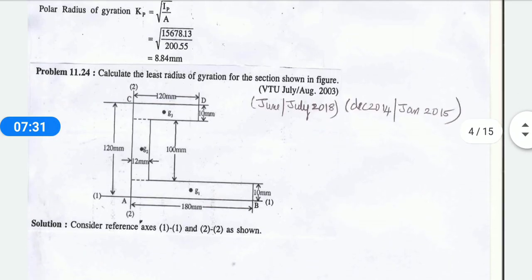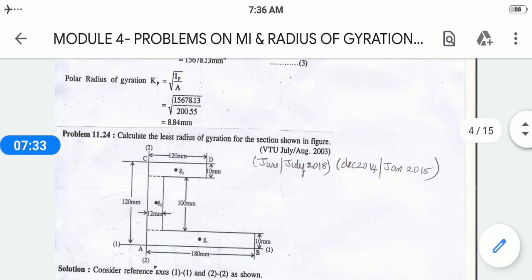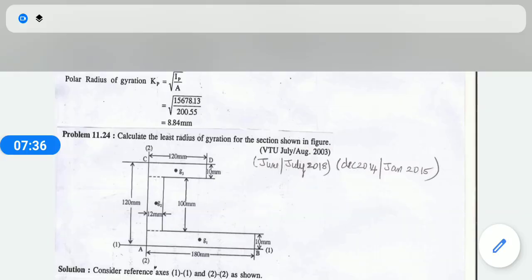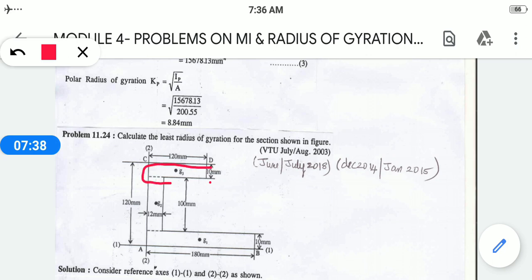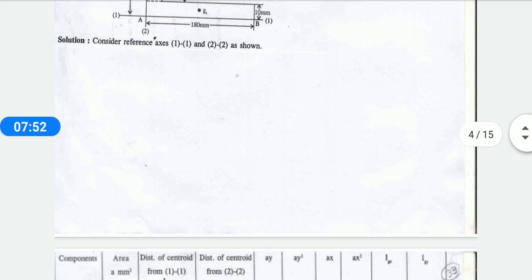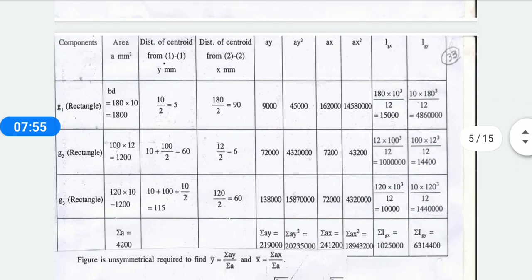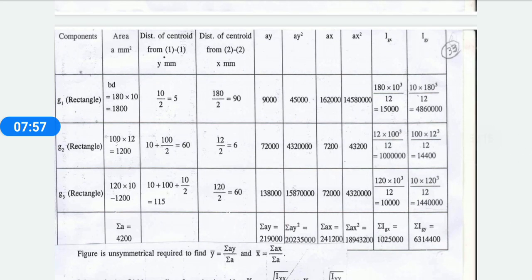How many elements can we divide this structure into? We can divide this structure into three elements: this rectangle, this rectangle, and this rectangle. Whenever we divide into three rectangles, we get three different elements. So here they have adopted the big table method. First is your components, that means how many different components we are separating the whole element into. So we have three different rectangles.